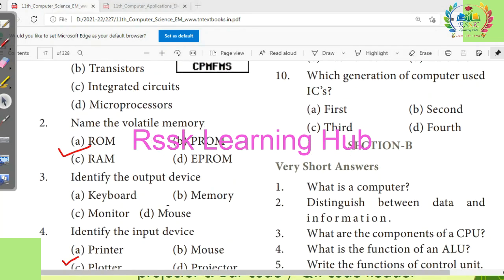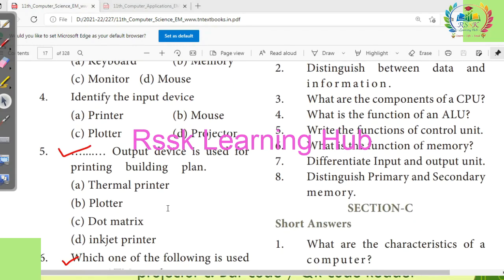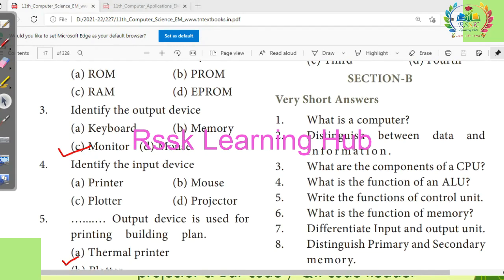Moving to the third question: identify the output device from this. Keyboard, memory, monitor and mouse. What is the output device? Your monitor is your output device. Okay. Identify the input device from this: printer, mouse, plotter and projector. Which one is your input device? Mouse, because printer, plotter and projector are output devices. So mouse is your input device.